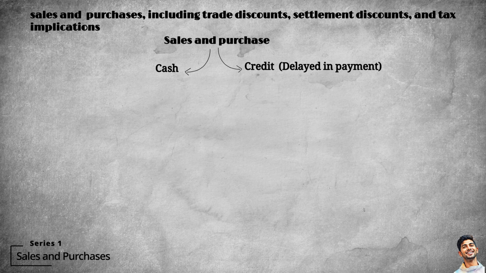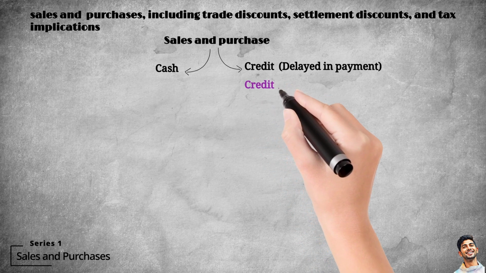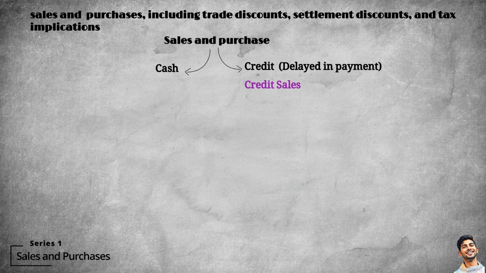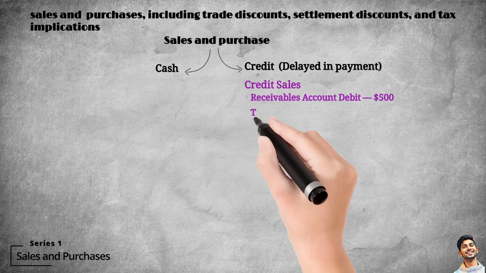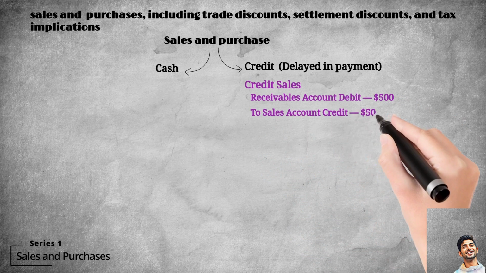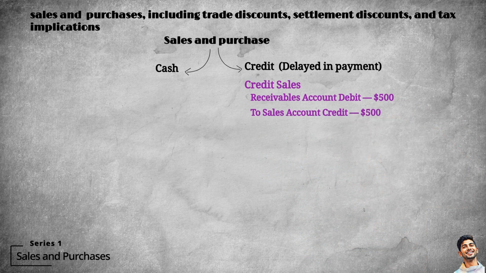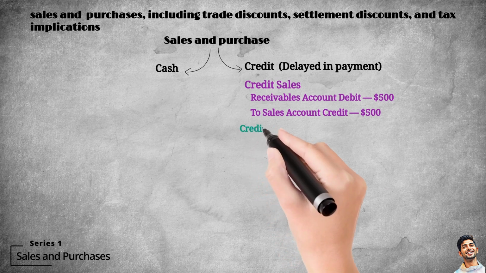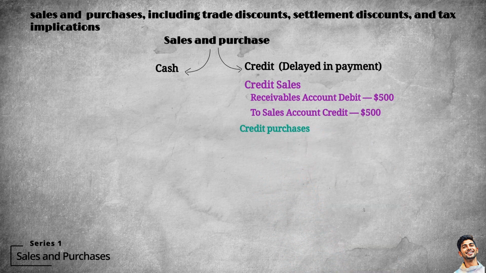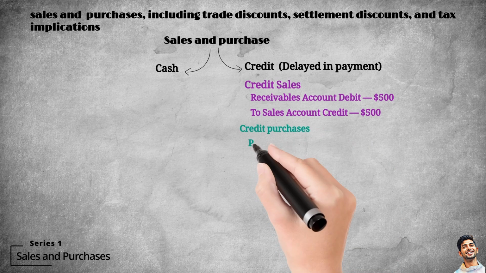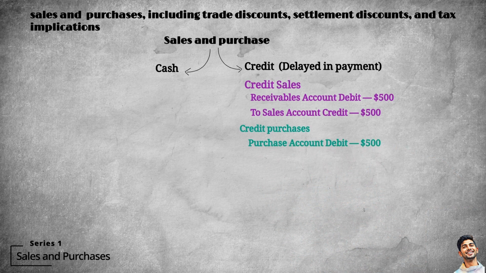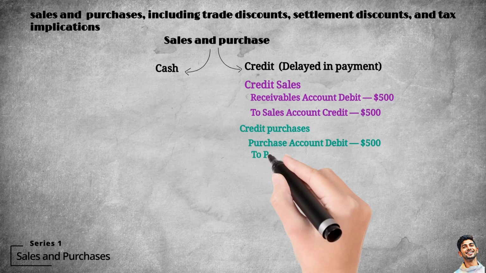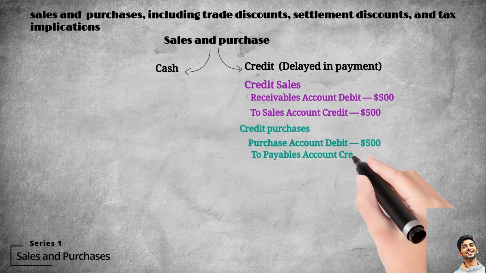Now suppose sales happen on credit. The journal entry for the credit sales will be receivables account debit $500 to sales account credit $500. And for credit purchases, purchase account debit $500 to payables account credit $500.